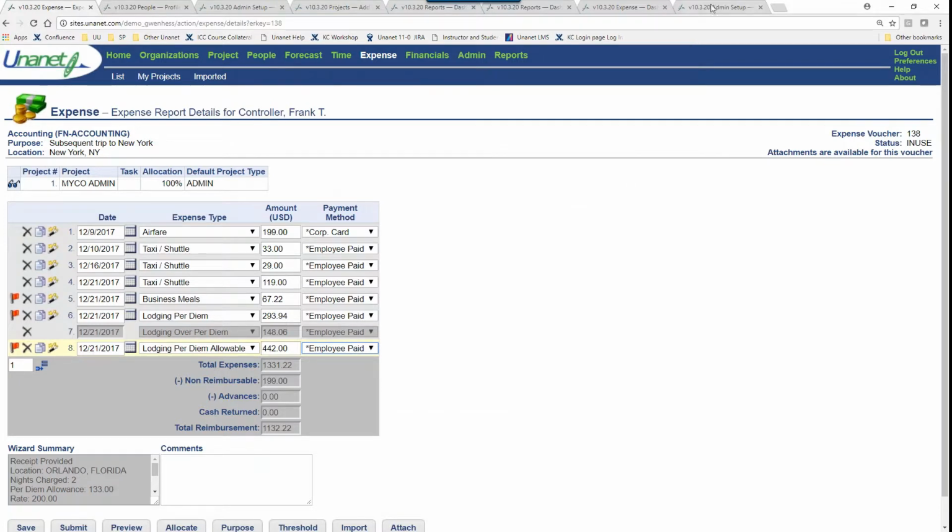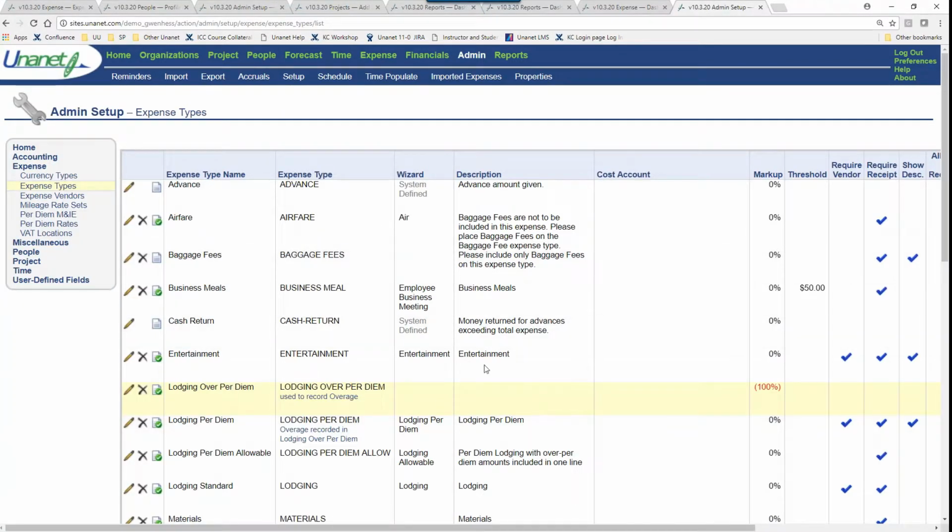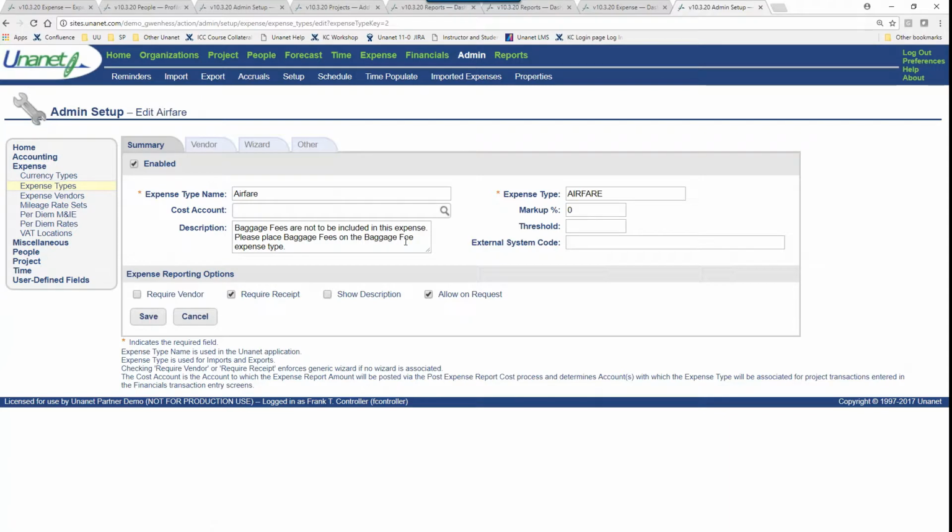And again, as I said, utilize what you have setting on a particular expense type to give a little more information. If you're the Uninet admin in your system, you're able to come in and update these expense types. For example, here I've said on this description, baggage fees are not to be included in this expense. Please place baggage fees on the baggage fee expense type. That gives my person a lot of information. But I also have to say, show description.